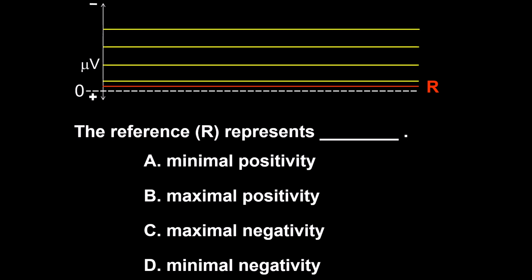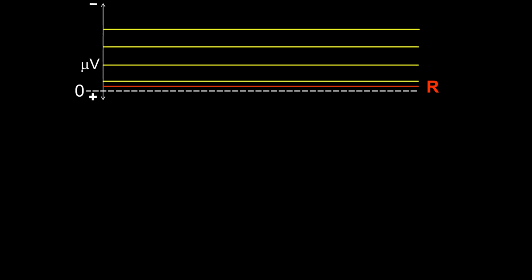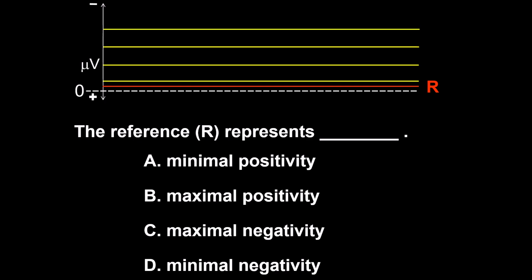Next question. The reference in the voltage graph represents A. minimal positivity, B. maximal positivity, C. maximal negativity, D. minimal negativity. In this question, the position of the zero line has changed. Its new position makes all the yellow lines and the reference line negative. Since the reference line is the closest to the zero line, it represents the minimal negativity. So the answer to this question is D.